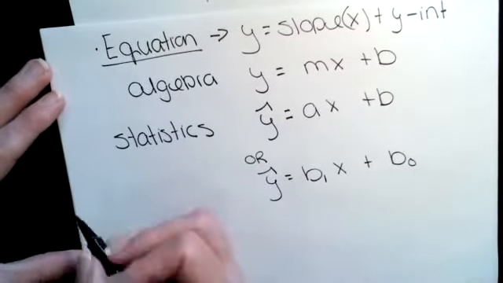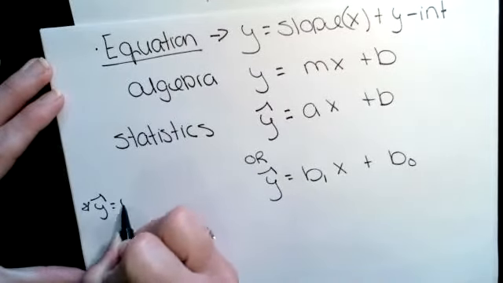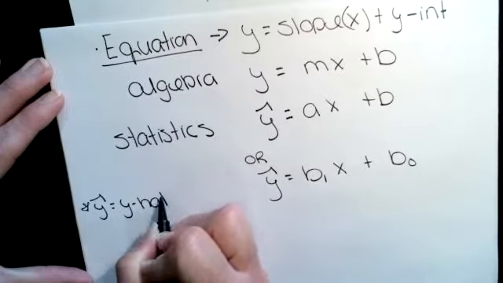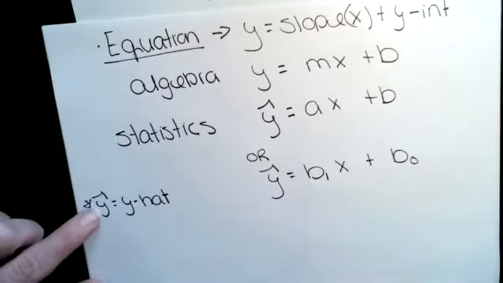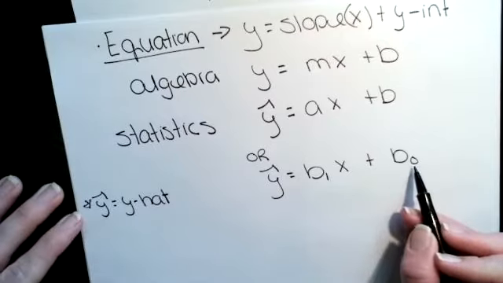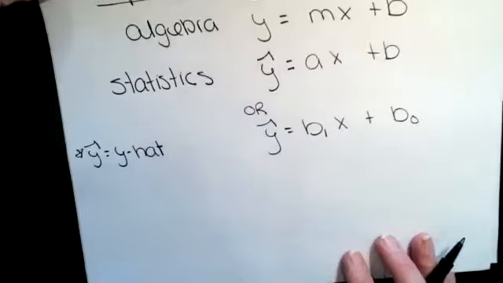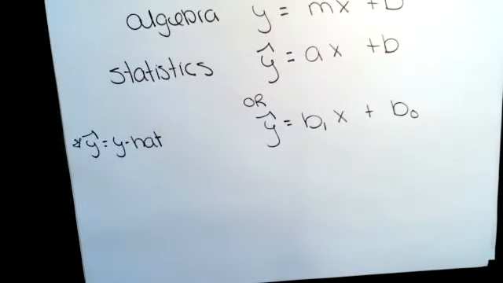So this little guy, I'm just going to write it over here. Y hat, just so we know the notation. This is a y with a little hat over it. We just say it, y hat. The little 0 is b naught instead of b0. Okay, so we are familiar with some of the terms.